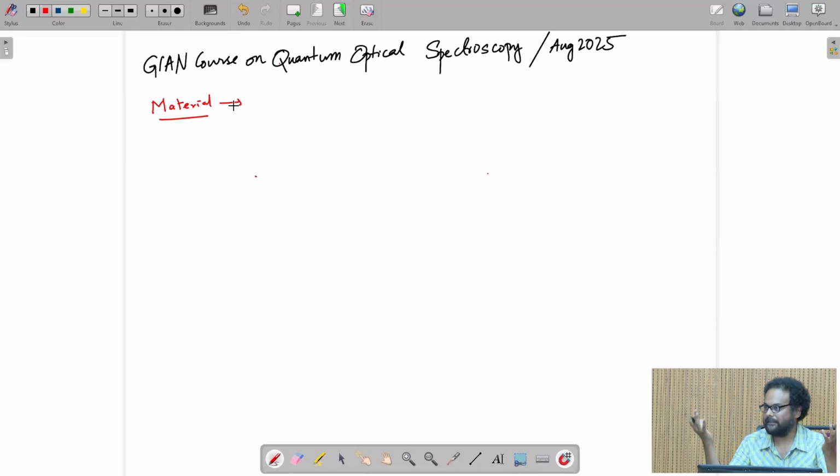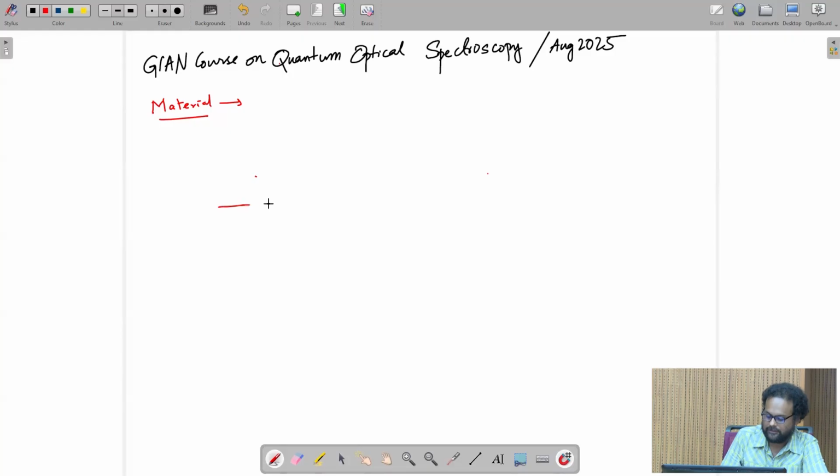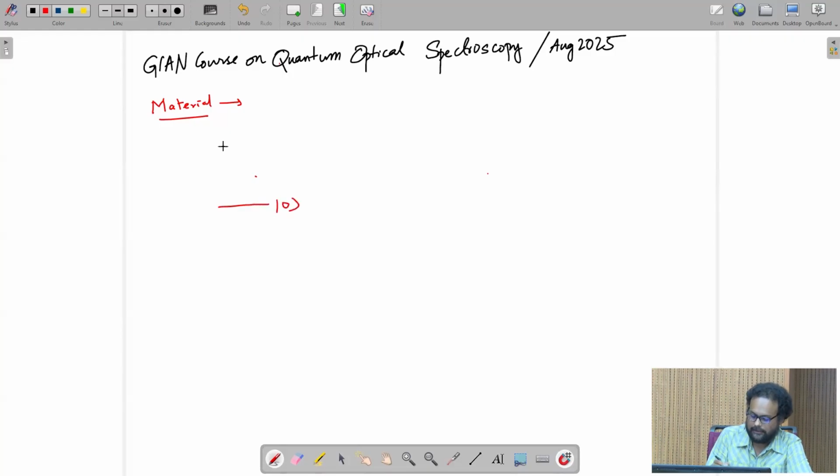So absorption and emission happen. Now, have you ever done an absorption measurement? You take a material, and if it looks red, what does it mean? It means it's absorbing the blues and the greens. That's because there are transitions there. There is a particular ground state and there is an excited state.